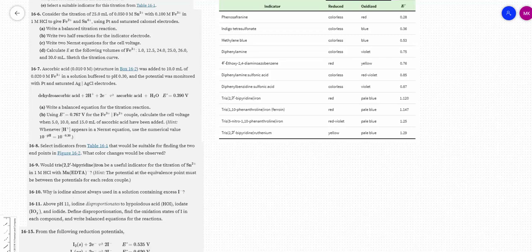Number 10, why is iodine almost always used in a solution containing excess iodide? And that's because iodide reacts with iodine, I2, to give I3-. And that increases the solubility of the I2 and decreases its volatility. So it's a stabilizing indicator.